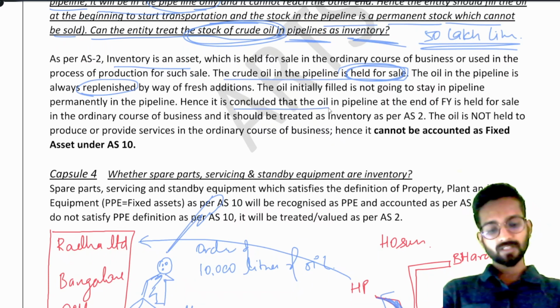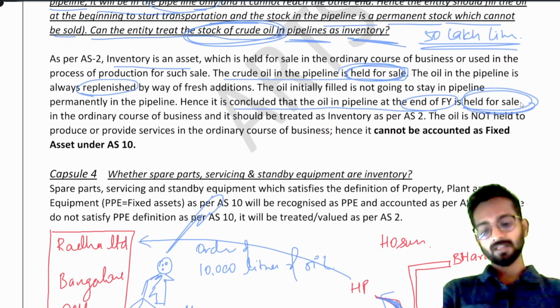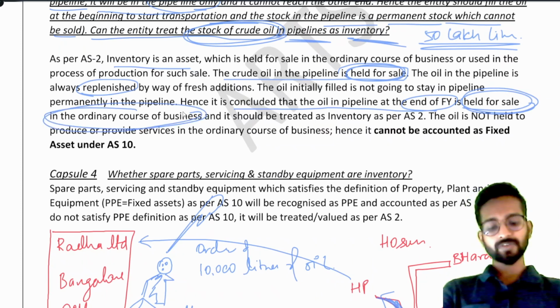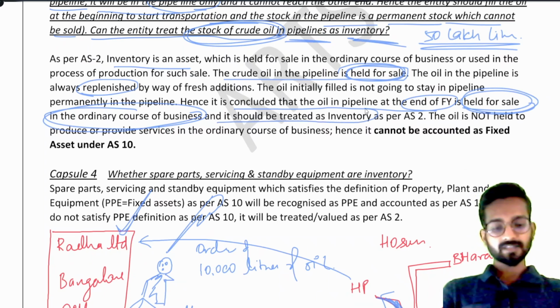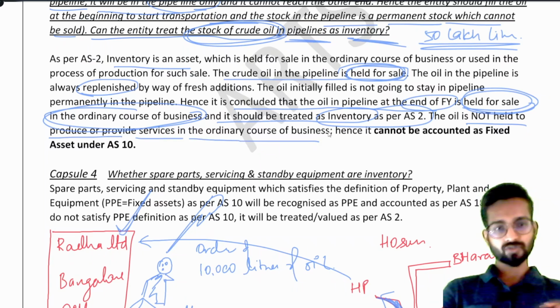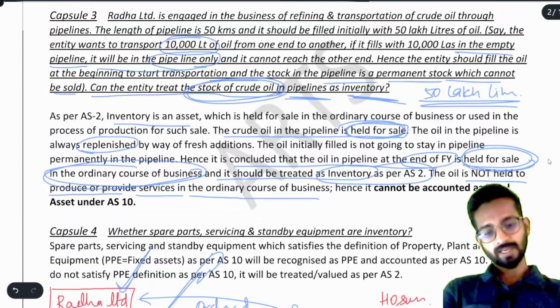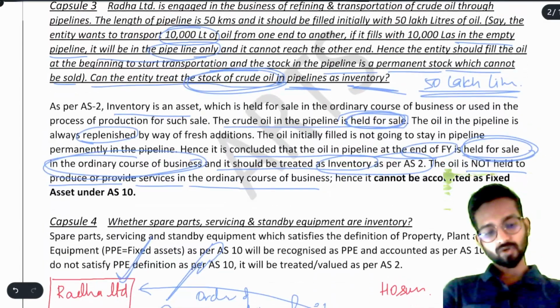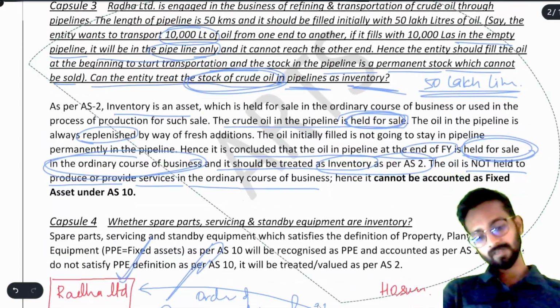Hence it is concluded that the oil in the pipeline at the end of financial year is held for sale in the ordinary course of business. Obviously Radha Limited's main business is what? Selling oil, and it should be treated as inventory as per Accounting Standard 2. The oil is not held to produce or provide service in the ordinary course of business. Understood? So you will say that that oil will always be treated as inventory.